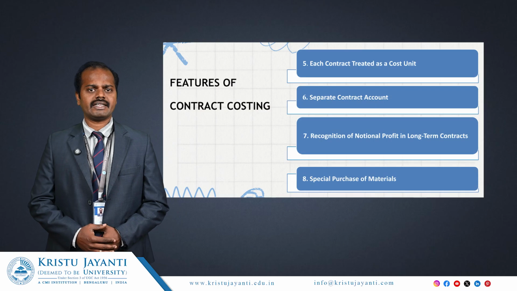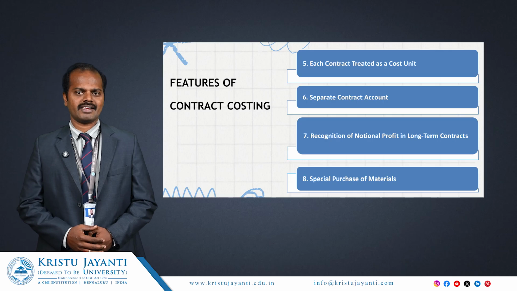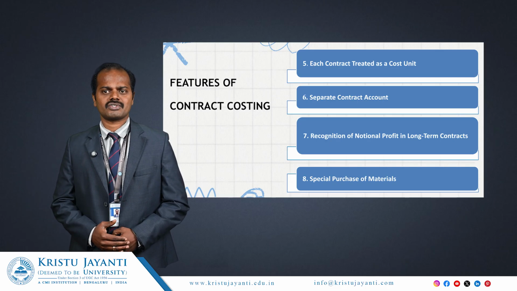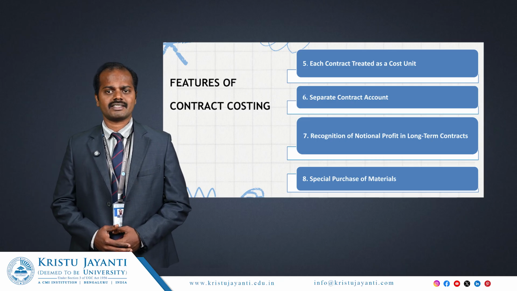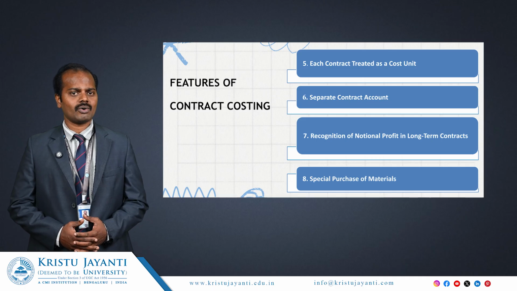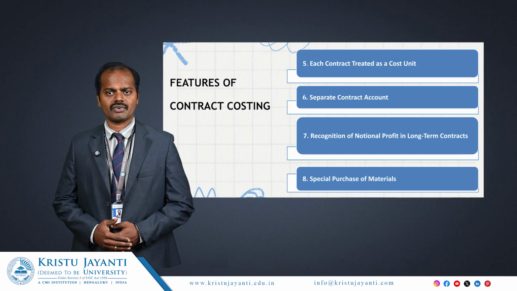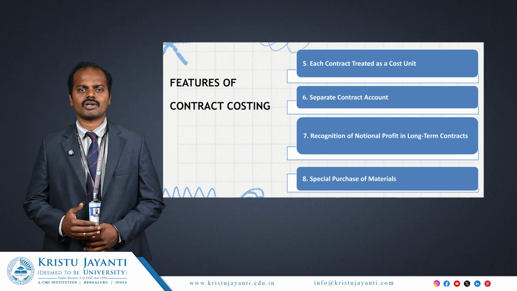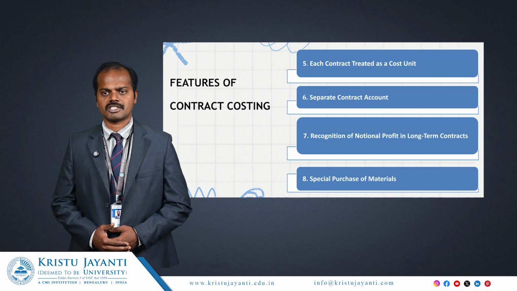Each contract is treated as a cost unit. Every contract undertaken is considered a separate cost unit. All costs related to a particular contract are accumulated and analyzed independently. And here, a separate contract account also. A separate account is opened in the books of the contractor for each contract to ascertain the total cost incurred and profit or loss earned on that specific contract.